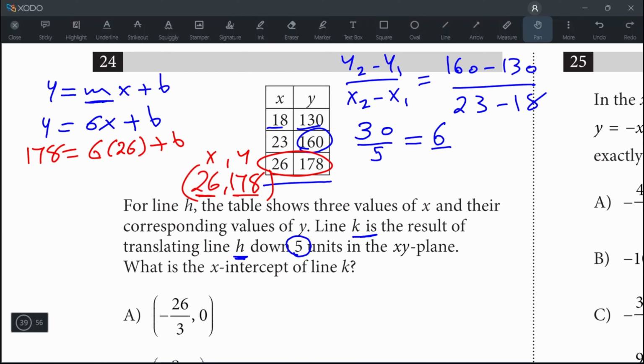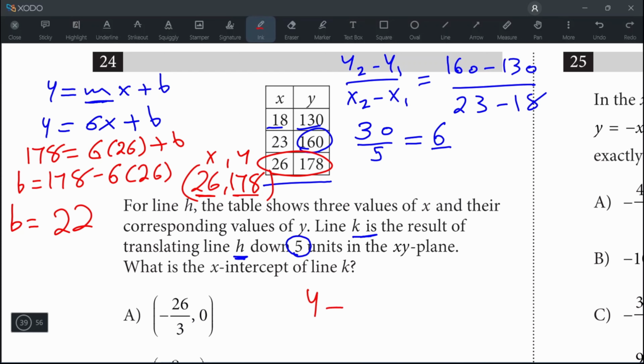Solving for p will have 178 minus 6 multiplied by 26. So p, or the y-intercept of this function, will equal... The linear function that represents this data here is y equals 6x plus 22. Now what about line k?